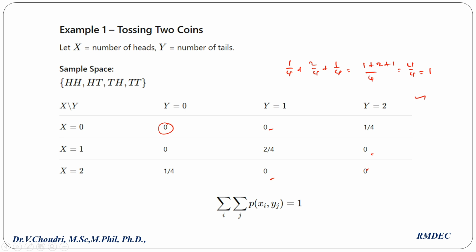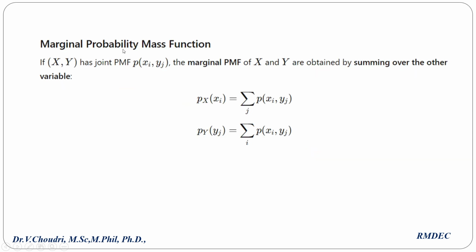Okay. Next, the marginal probability mass function. Here we are taking the x, y pair. Out of the two, we concentrate only on x alone and y alone. That is the marginal probability mass function of x and y. The marginal probability mass functions of x and y are obtained by summing over the other variable. For x, the probability mass function of x is obtained by summing over y. The probability mass function of y is obtained by summing over x. Have you understood? Let us see one example.